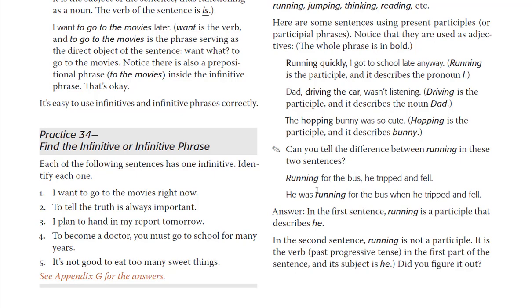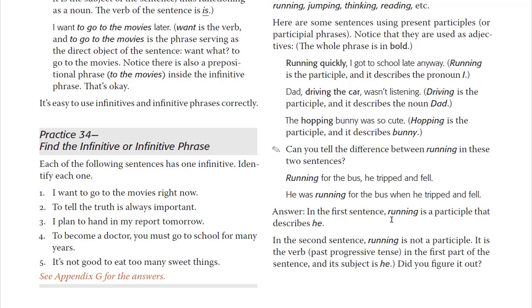Okay, so here you have it. It's also known as a reduced adjective clause because you could say, while he was running for the bus, he tripped and fell. So it's the same thing as a reduced adjective clause, or it's a present participle phrase used as an adjective. In any case, this one's not a verb. This is a participle being used as an adjective to modify he.